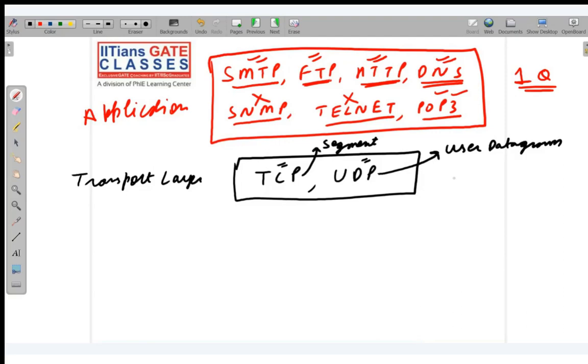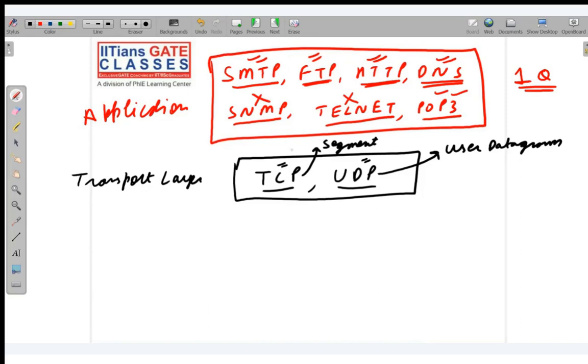They will ask indirect questions. They will give you the hint, user datagram, and you will say the question is related to UDP. They will say the word segment, and you will say the question is related to TCP. You have to remember these very basic points. Transport layer TCP, the packet name is segment, and transport layer UDP, the packet name is user datagram.